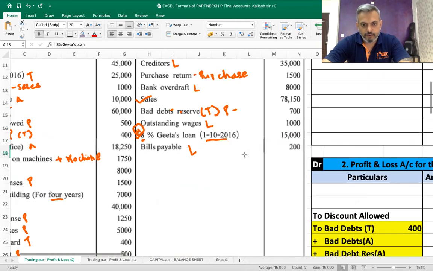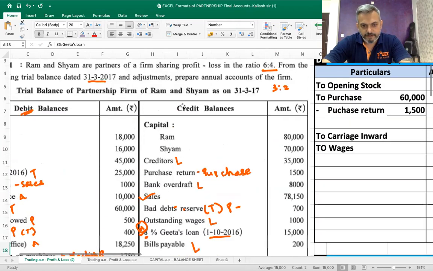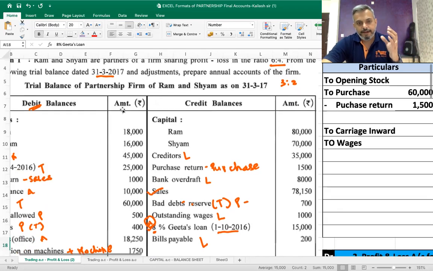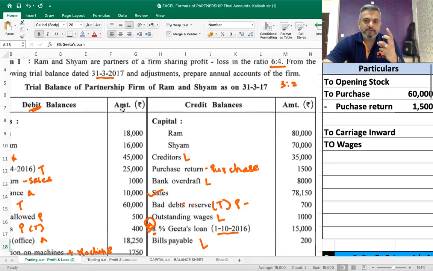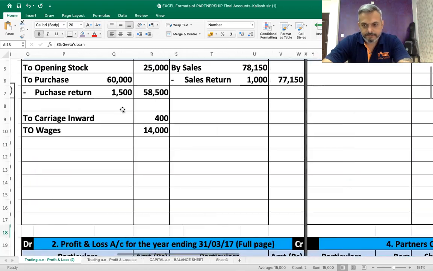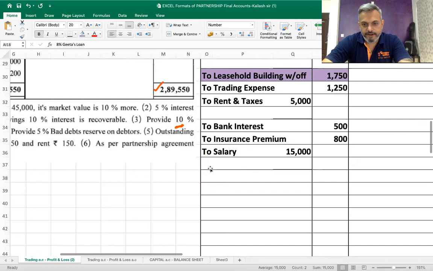Now 8% Geeta's loan. When was this loan taken? 1-10-2016. What is our balance sheet date? 31/3/2017. That is October, November, December, January, February, March. We have used this money for 6 months, so we will have to pay interest. So calculate 15,000 into 8% into 6/12. So it comes to 600.